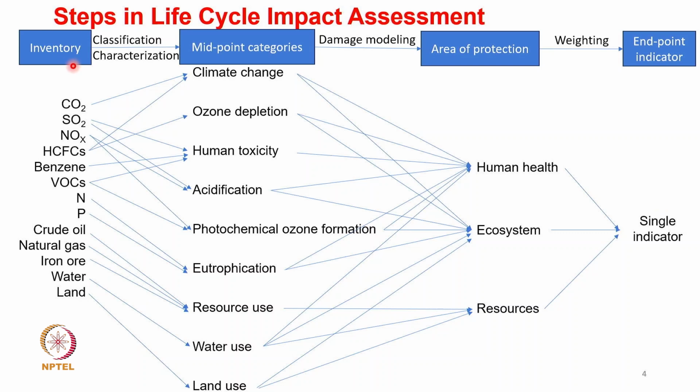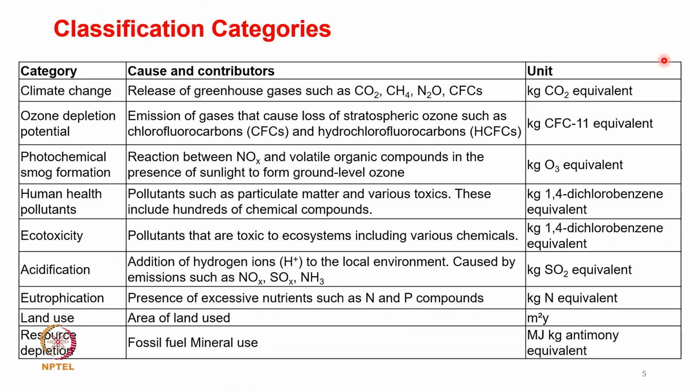From the inventory, you would reach a midpoint category. Of course, then it would result in certain areas of protection, and eventually it would result in what we call the endpoint indicator, which would be a single quantity that we want to evaluate for all these effects. And how are these categories computed? For instance, climate change: the causes are typically the release of greenhouse gases such as CO2, CH4, N2O and CFCs, and eventually it is computed as kilogram of CO2 equivalent.